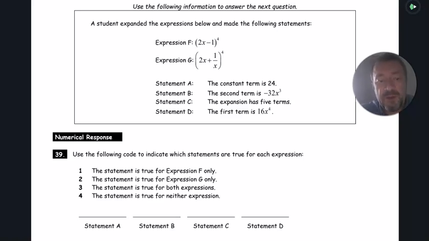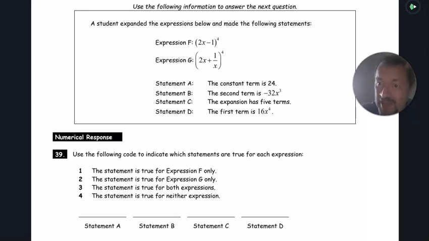So we're going to use the following code to indicate which statements are true for each expression. And so you can see that down there. 1 is if it's only good in expression f. 2 is if it's only good in expression g. 3 is for both, and 4 is for neither. So let's take a look at A here. The constant term is 24.